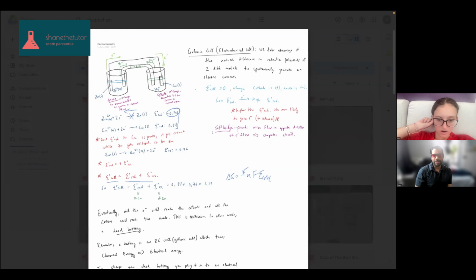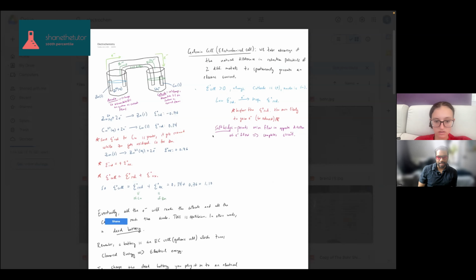Okay. And that's why, for galvanic cells, or electrochemical, same thing as voltaic, we have a positive cell potential, which means a negative delta G, which means spontaneous. Okay, now that's in the voltaic cell. Now I wrote here, eventually all of the electrons will reach the cathode and all of the cations will reach the anode. This is equilibrium, in other words, a dead battery.